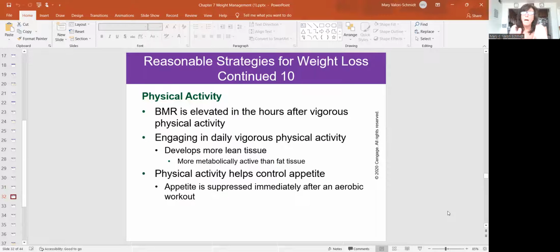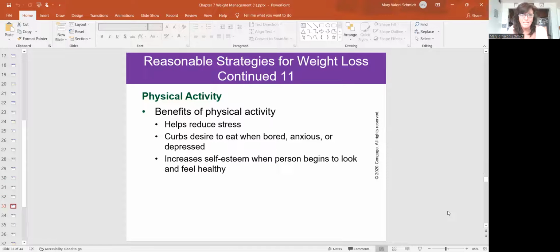Your basal metabolic rate, that's what BMR is, gets elevated in the hours after anything vigorous, right? So if you do a little vigorous activity every day, you develop more lean tissue, and lean tissue is metabolically faster acting than fatty tissue. And your appetite will be suppressed. You will not feel hungry after an aerobic workout. So there are lots of benefits to this.